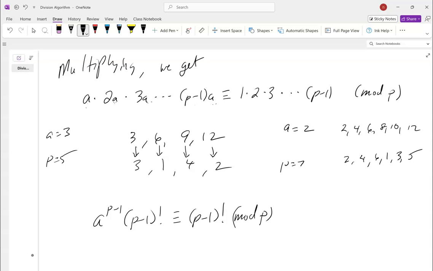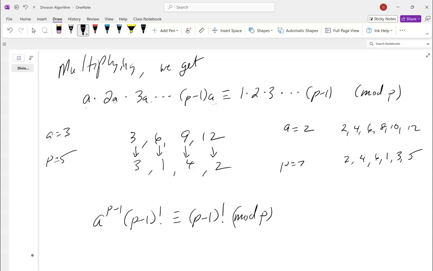p divides ab implies p divides a or p divides b. It divides one of the factors, right? Does p divide any of those factors? No. Okay, that's why this doesn't work. There we go.